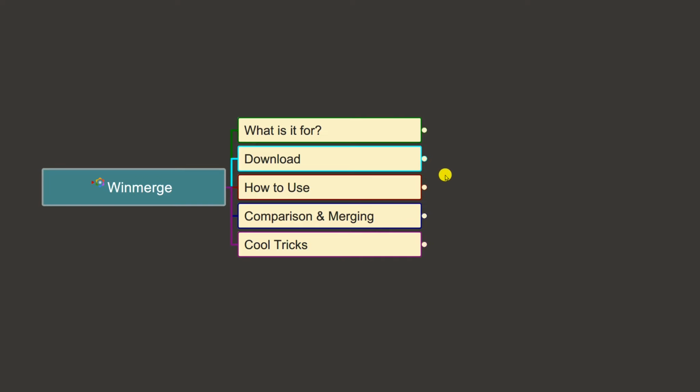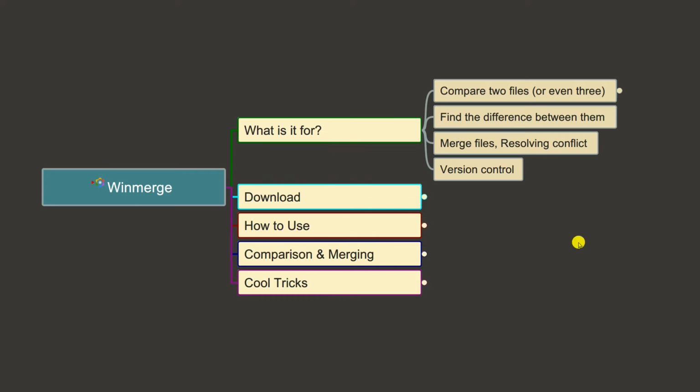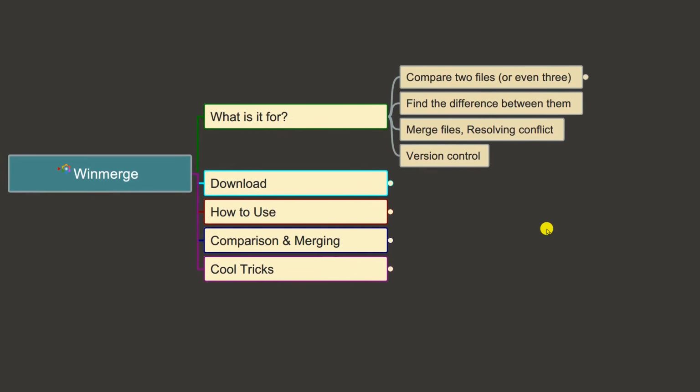So what exactly is Winmerge for? It is basically used to compare two files. Now, if you're a programmer, you may have some kind of version control. And if you're working on some source code, you make some changes and you would like to compare it with the previous version of that file, you can use Winmerge. Let's say your colleague sends you a changed file and you would like to know what the difference is between the two. You can use Winmerge. It is extremely powerful.